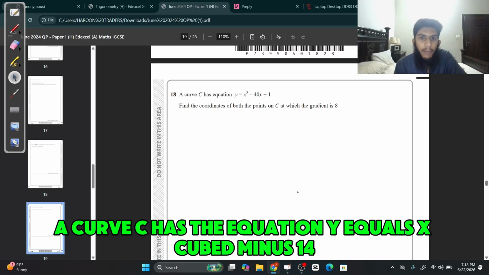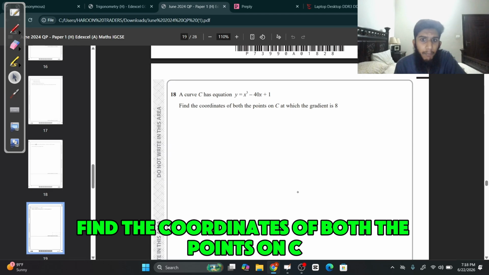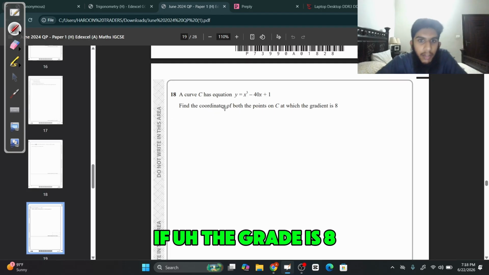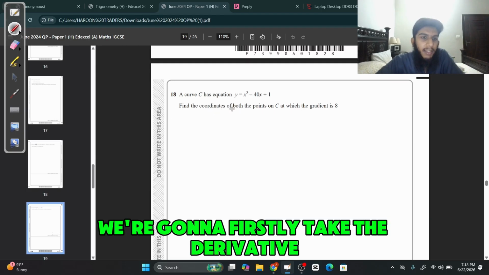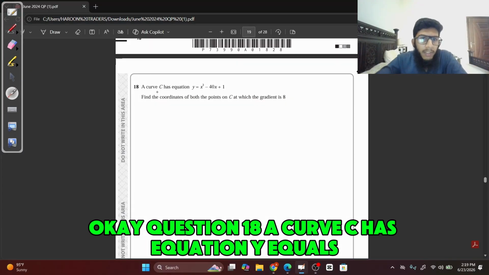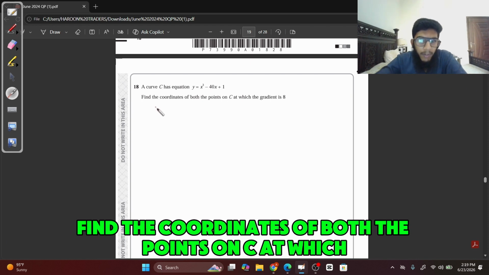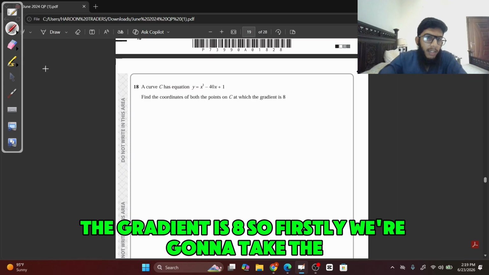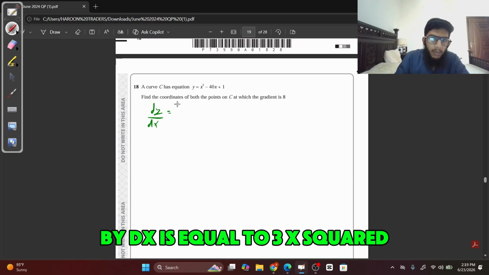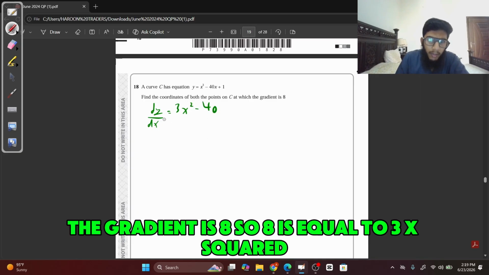Question number 18. A curve C has the equation y equals x cubed minus 40x plus 1. Find the coordinates of both the points on C at which the gradient is 8. Okay, firstly, we're going to take the derivative of this equation, the curve. So dy by dx is equal to 3x squared minus 40 plus 0, because the 1 just gives us a 0.